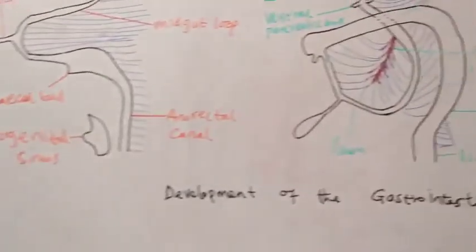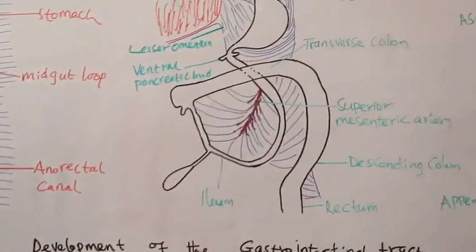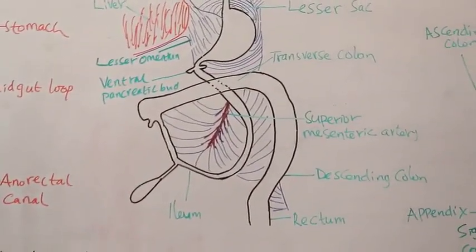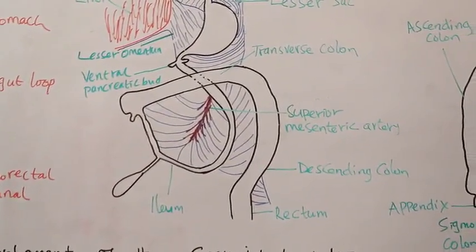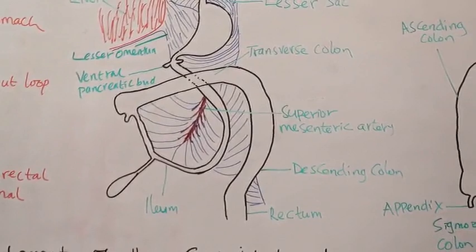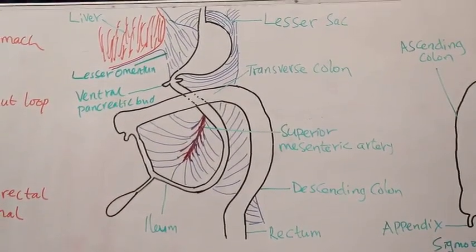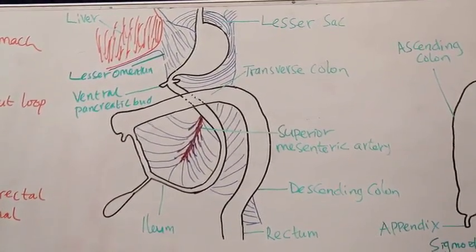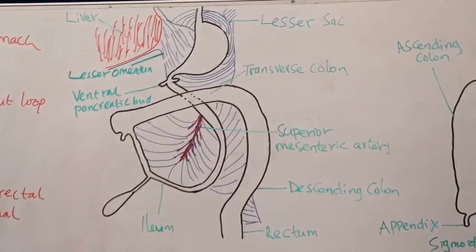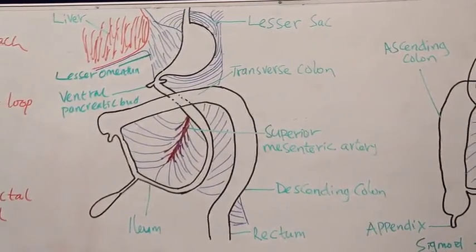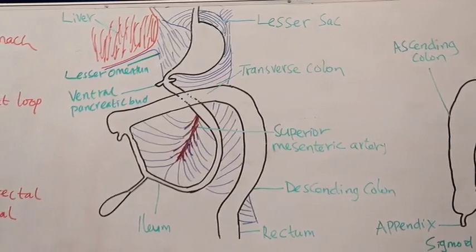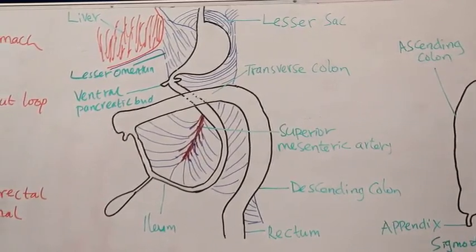By the time the gastrointestinal tract is developing, there is also a rotation, so that the left side of the stomach now comes to lie anteriorly, and the right side of the stomach now comes to lie posteriorly.